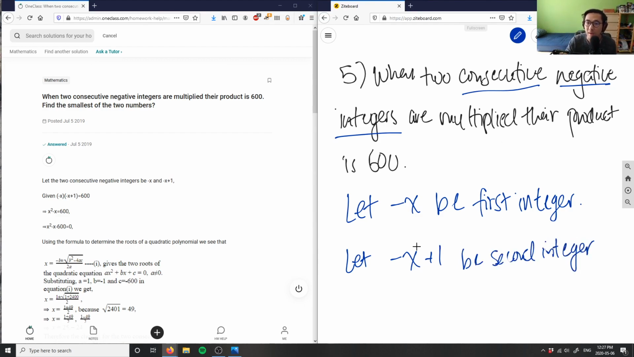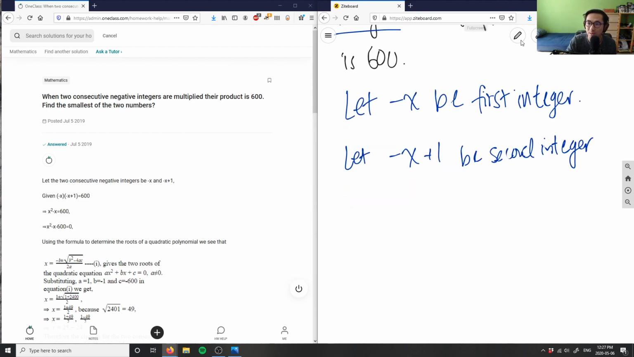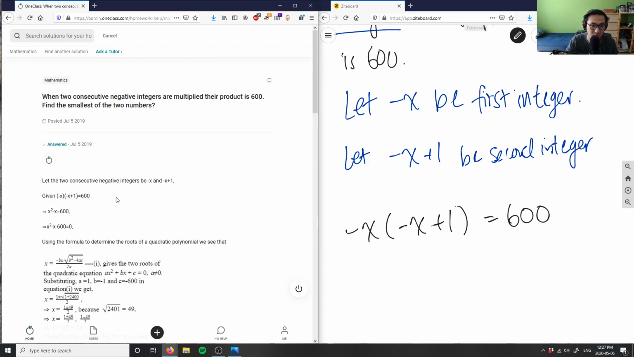So when two consecutive negative integers are multiplied, their product is 600. We're going to multiply these two and set the equation to 600: negative x multiplied by negative x plus 1 equals 600. That's my equation. Now I can use the distributive property. Negative x times negative x becomes positive x squared, and negative x times 1 is negative x, equals 600.